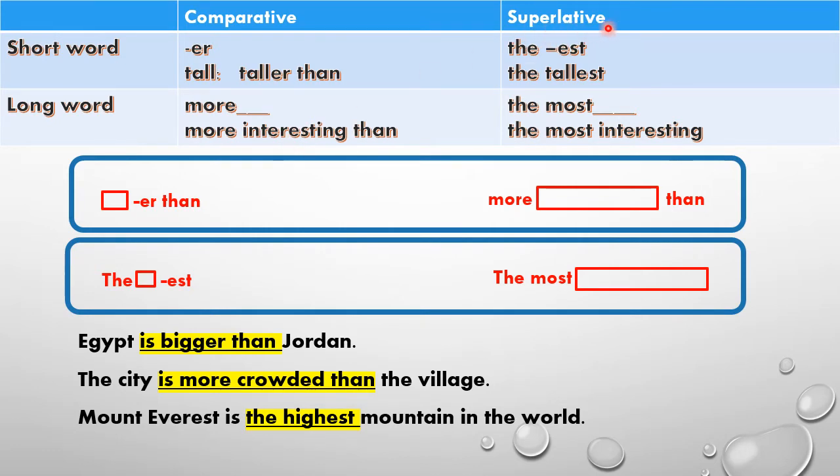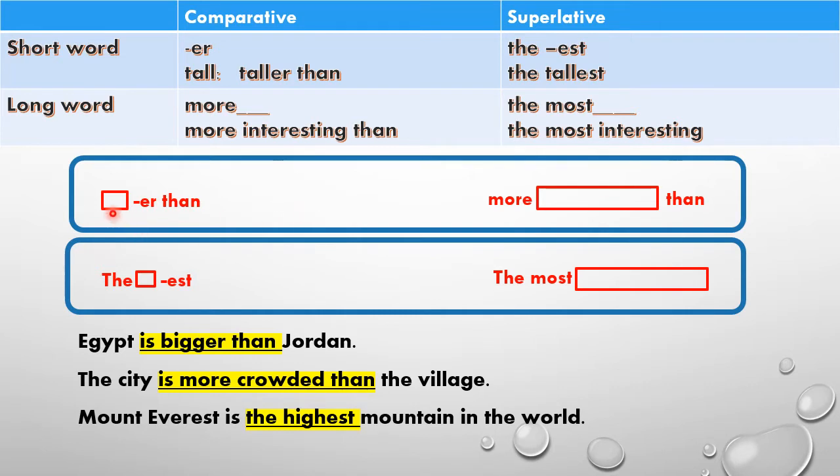Now, in the superlative, with short words, I say the and EST at the end of the word. For example, I say Doha is the biggest city in Qatar. The tallest, tall, the tallest. Now, with long words, I add the most before the long word. The most interesting, the most powerful, the most crowded, and so on.